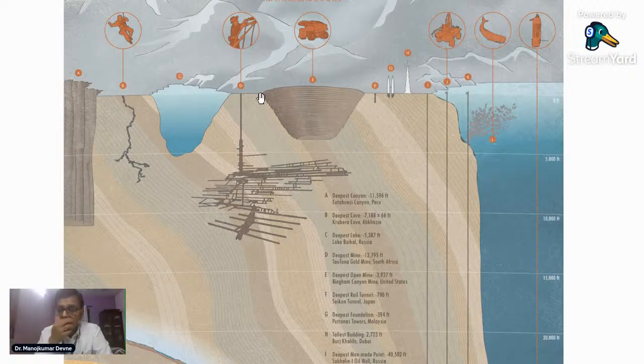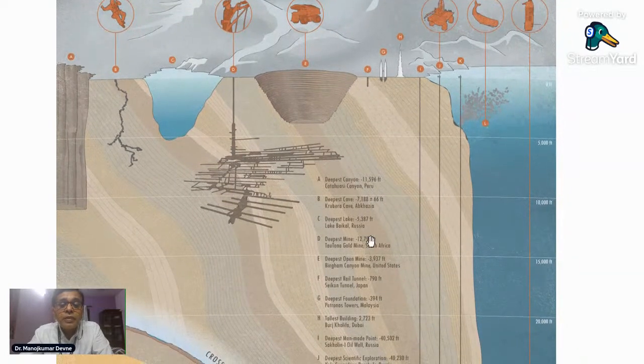And this open cast mining, the deepest open cast mine is in United States, which is around 4,000 feet, so around a kilometer and a couple of hundred meters deep. As such, 1 kilometer deep is going to be significant. Then we come to the deepest rail tunnel. This tunnel is in Japan, and this is 790 feet.